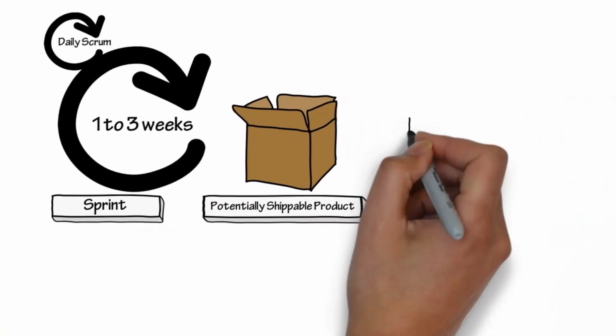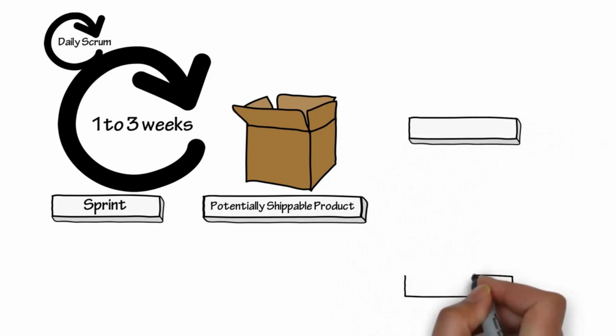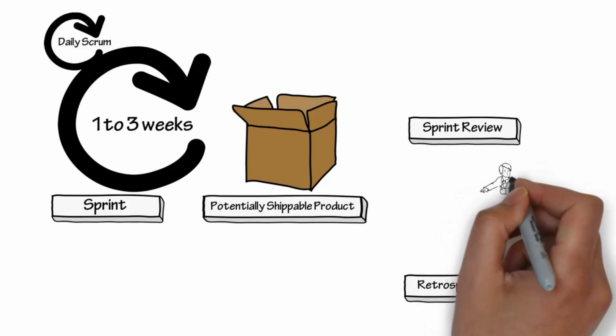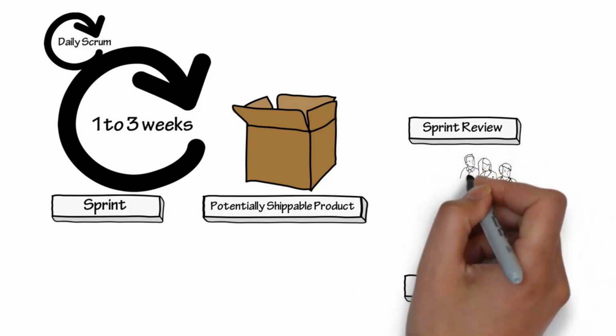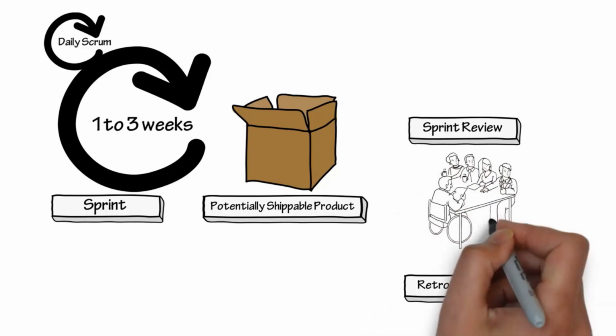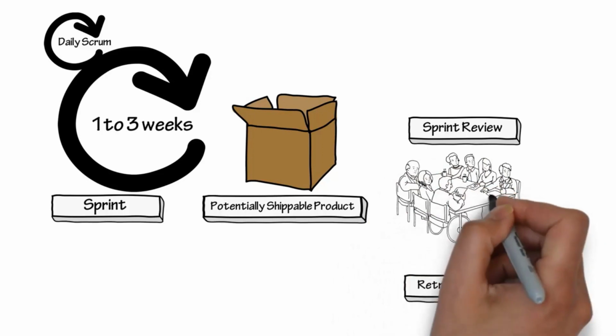At the end of the sprint, a sprint review and sprint retrospective meeting occurs. The sprint review is where the team showcases their work to the product owner, and the retrospective is where the team works on what they can do to improve their process. Repeat this workflow for each sprint.